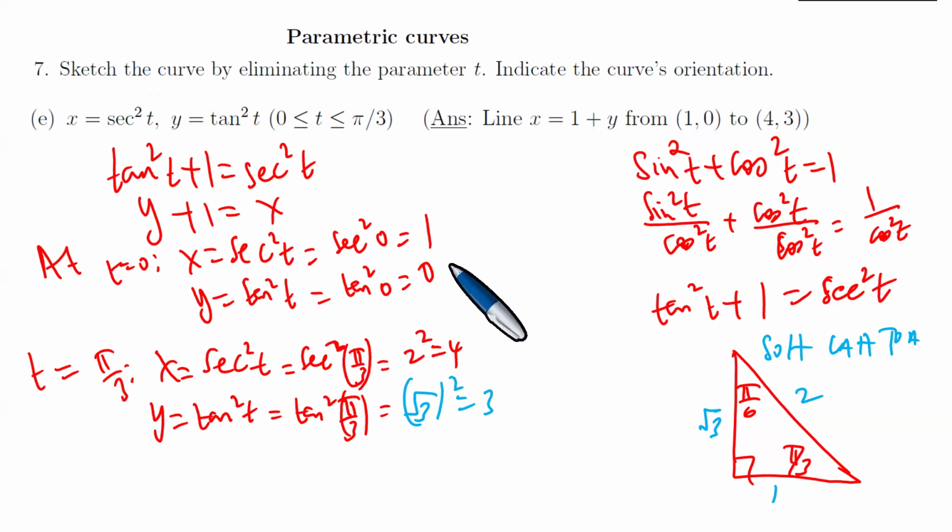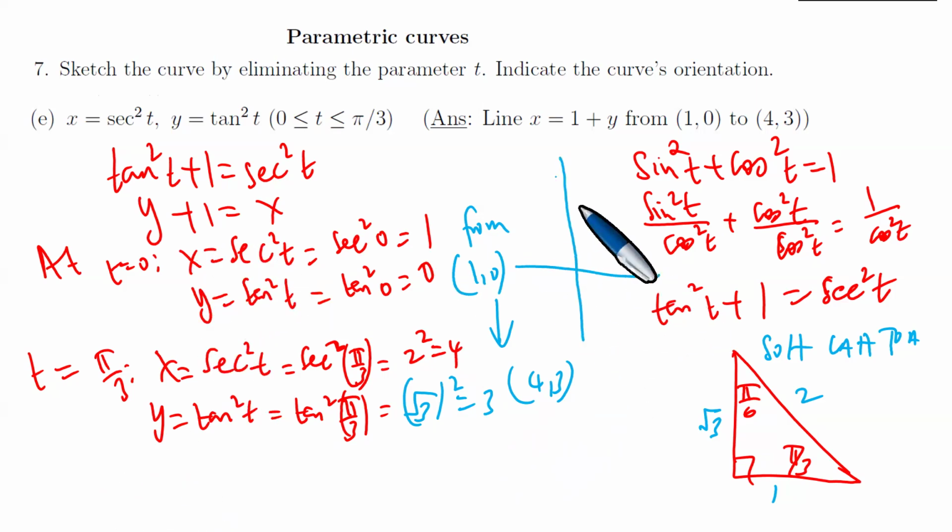So you can see it runs from x 1, y 0 to these two, x is 4 and then y is 3. So what kind of a graph is this? Y-axis and then x-axis. It's a straight line.